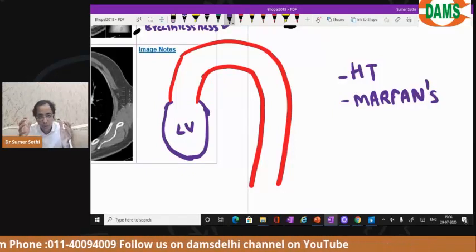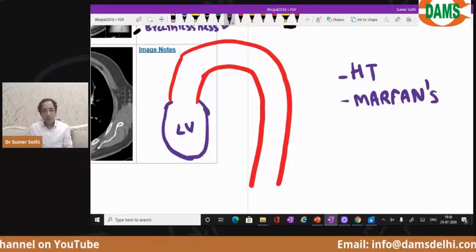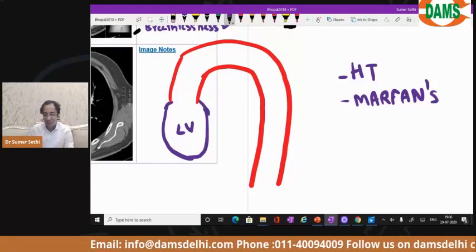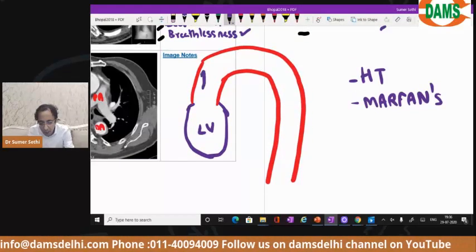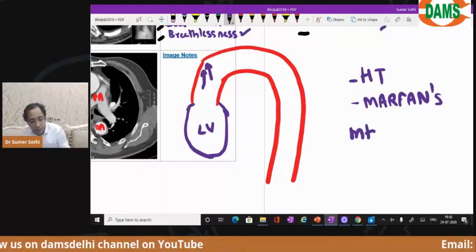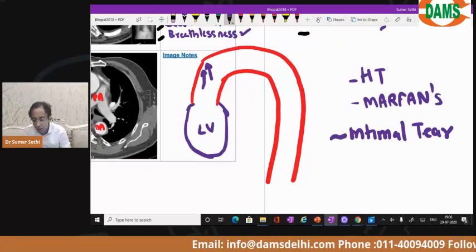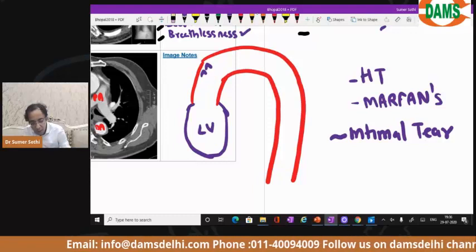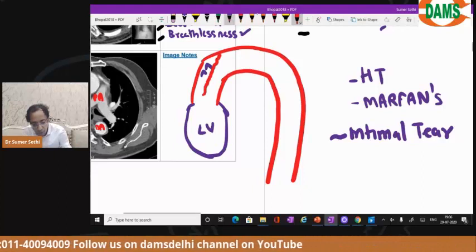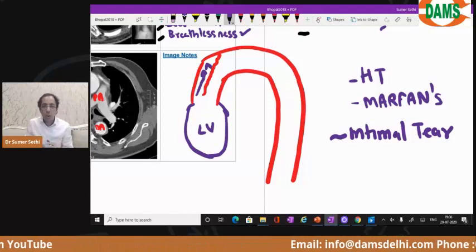Are you clear with this or not? In hypertension, the blood is hitting the wall of the aorta with a lot of force. In Marfan's, the vessel wall is bruisable, it is weak. What happens is, because of the blood hitting the vessel wall again and again, you develop an intimal tear. The blood hit and tore the intima. Through that intimal tear, the blood finds a way to enter the vessel wall.